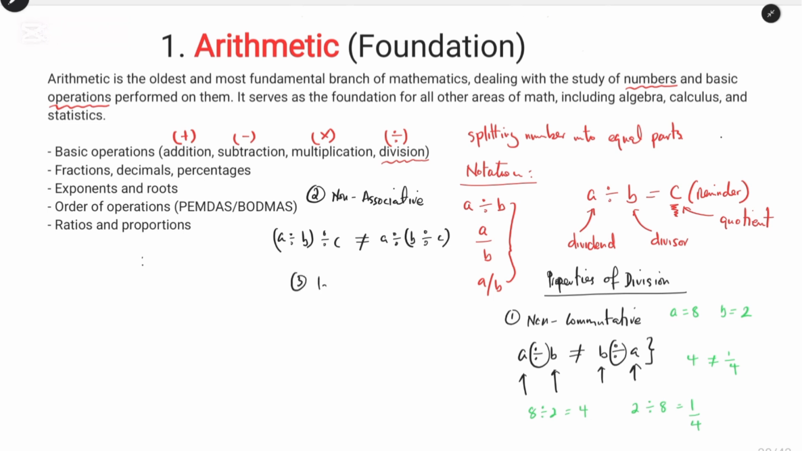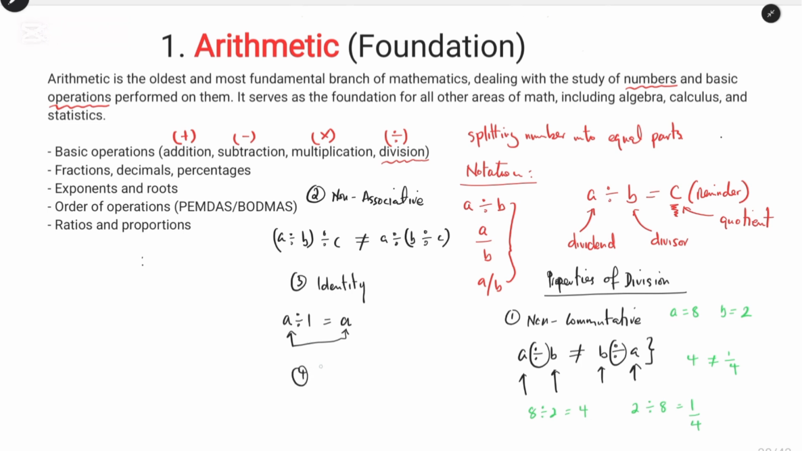Third, it has the identity property. Identity property meaning if it is divided by 1, the answer will be equal to the variable itself. In case where we have a divided by 1, it is still equivalent to a. So these are known as the identity. So any variable having a value which is divided by 1 or having the divisor of 1 will still give you the value of the dividend. So the dividend, when divided by 1, will still give us the same result.